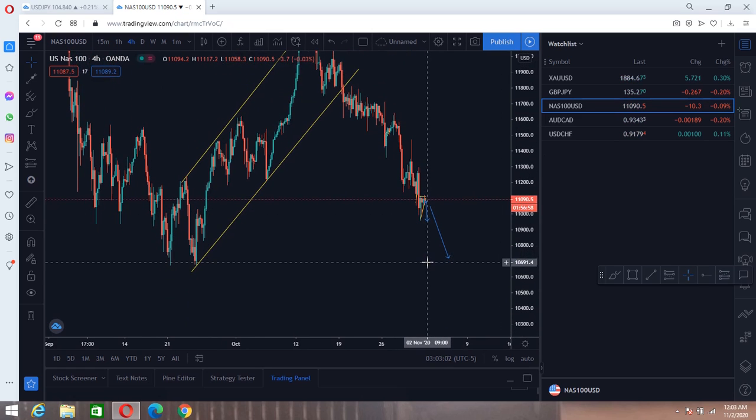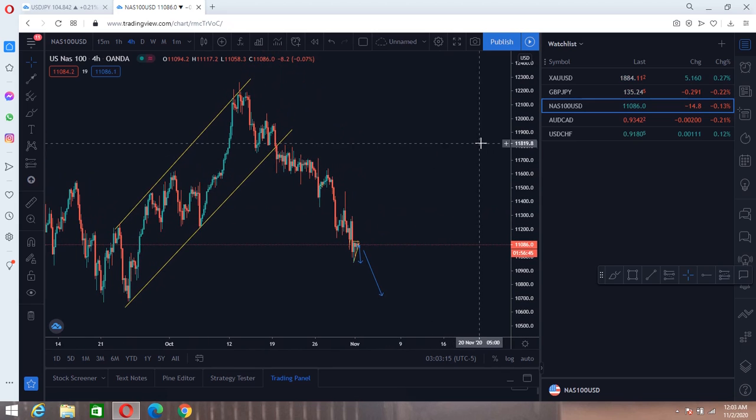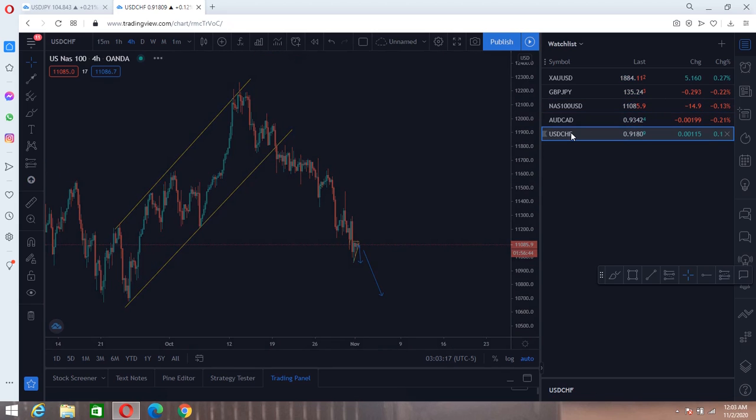Then we're going here on 90% through, or 90% target. It's gonna be here. So the other pair that we're gonna check is AUD CAD. No, sorry, USDCHF.